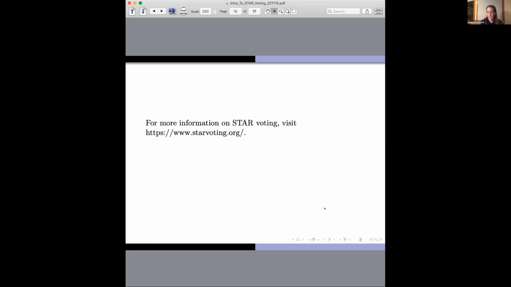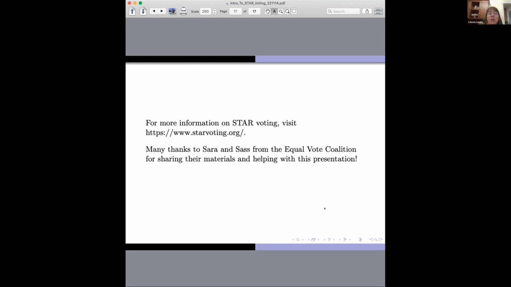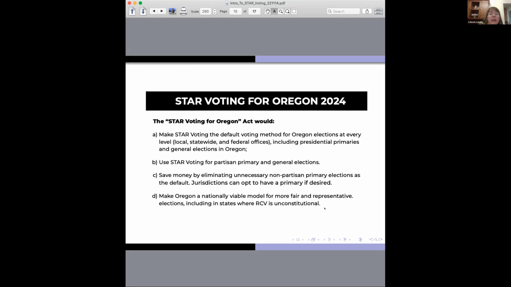And this is the last thing. There's a whole lot more information about STAR voting at this website, which is run by the Equal Vote Coalition.